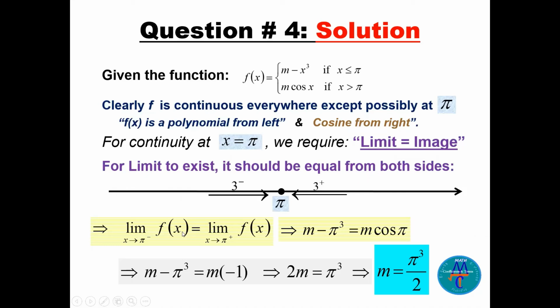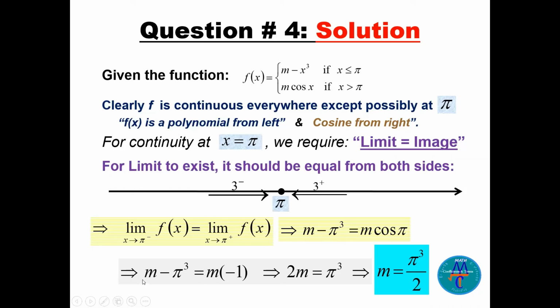Now, for the limit to exist, it should be equal from both sides. So we say the limit of the function as x goes to pi from the left is equal to the limit of the function as x goes to pi from the right. So from the left now, we put pi here, so it's m minus pi cubed instead of this x. On the right side, we put m cosine of pi. So we have an equation now. We can find the value for the m. So m minus pi cubed. Cosine of pi is minus 1, so that's minus m.